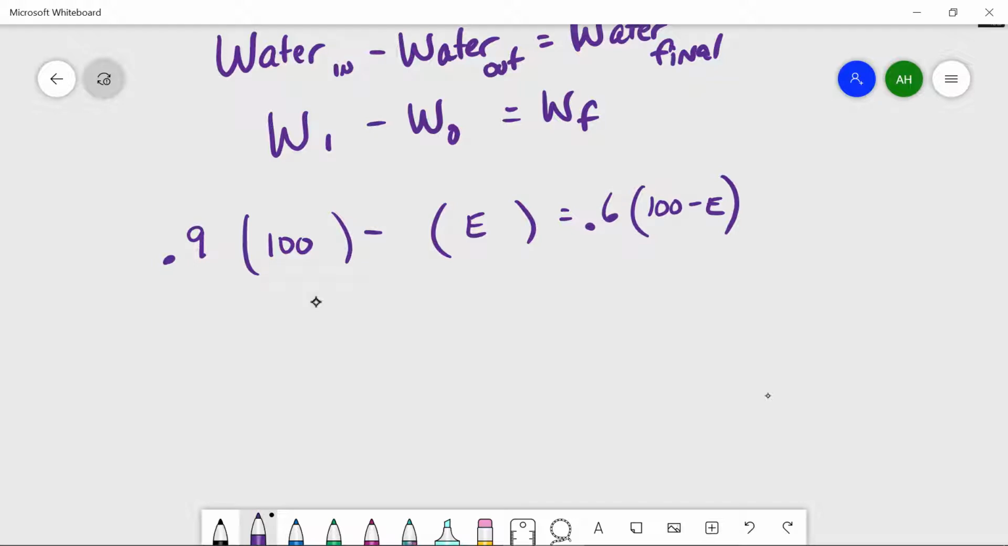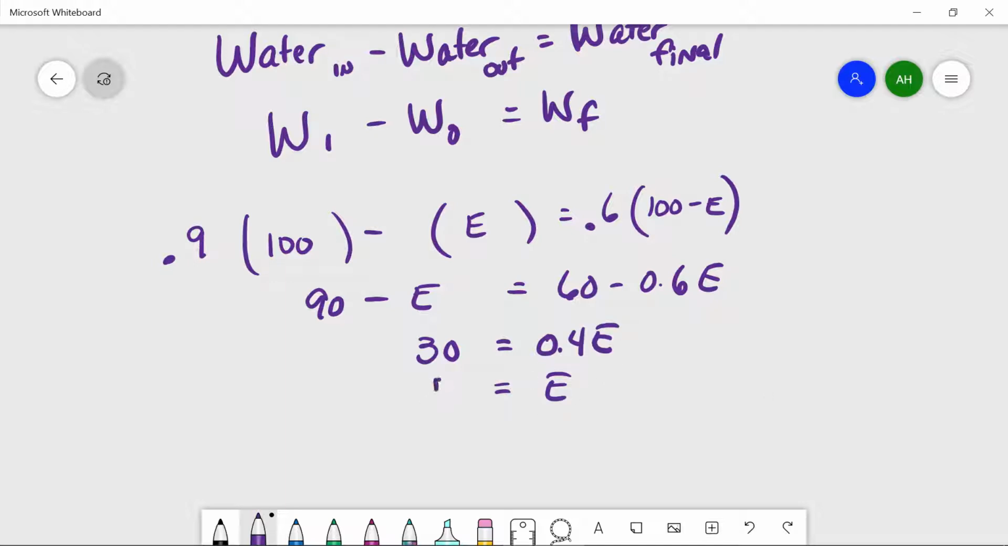Multiply these out. I'm going to get 90 minus E equals 60 minus 0.6E. 30 equals 0.4E, and E equals 75. So it's going to be 75 gallons that I need to evaporate out.